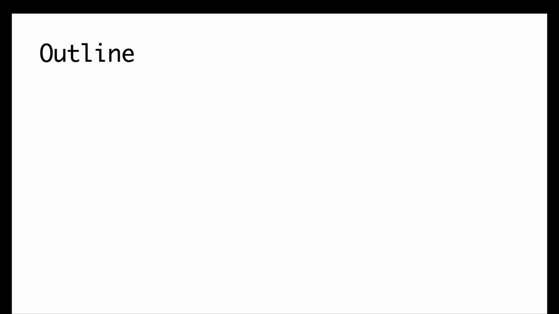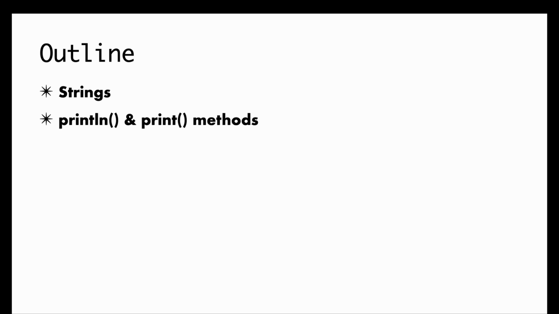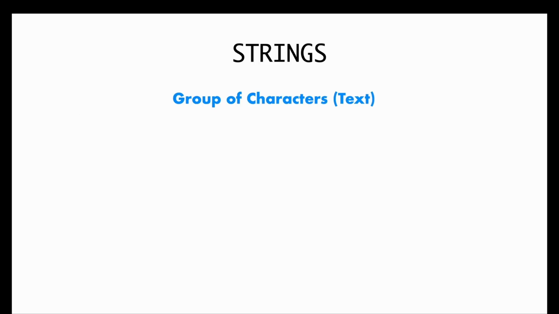Here is the course outline. First, we'll discuss strings in Java, then we'll discuss the println and print methods. Then finally, we'll discuss the System class. If you remember, in our previous video, we discussed the anatomy of a class structure and the anatomy of a method structure. In that context, we will be discussing the println and print methods. But before that, let's study what a string value is in Java.